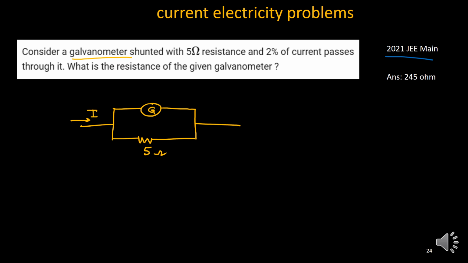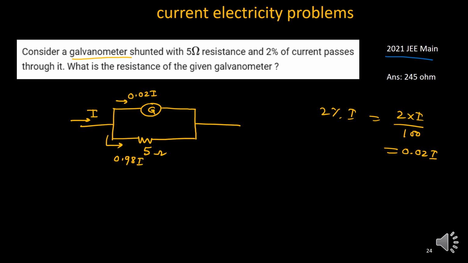So 2% of I means 2 into I by 100, means 0.02 times I. Okay. So on this side you will get 0.02 times I. Correct. So the rest of the current obviously has to go to this side. So this is 2%, so obviously this side is 98%. So this current will be 0.98 I. I think it is very simple.